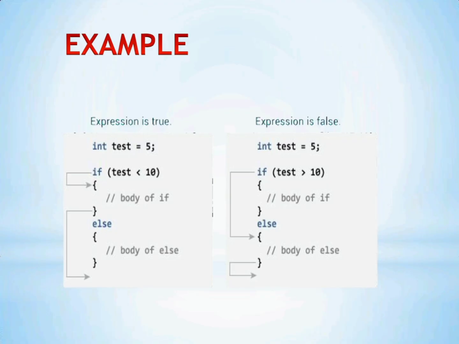So the first block of the statement will not execute. Now the flow of the code will directly move to the else part, and it will execute as the statement is false. So this is the example of an if else statement. Let's move to the nested if statement.